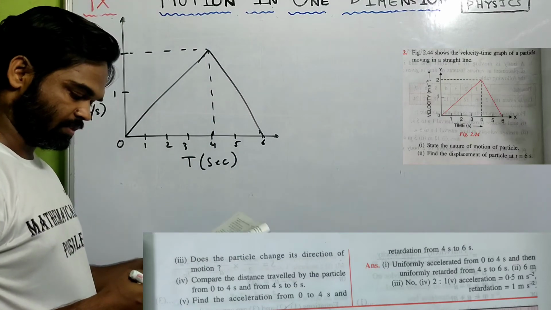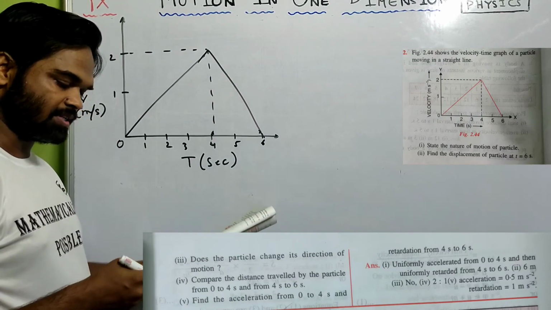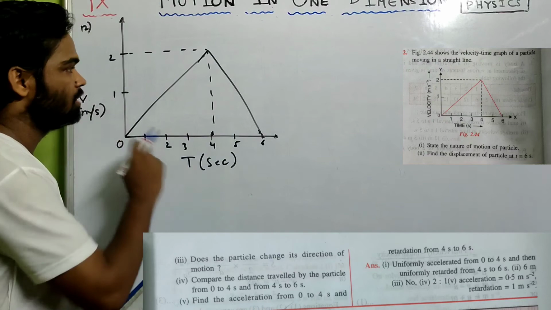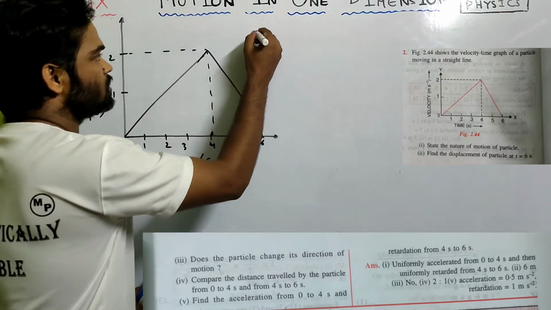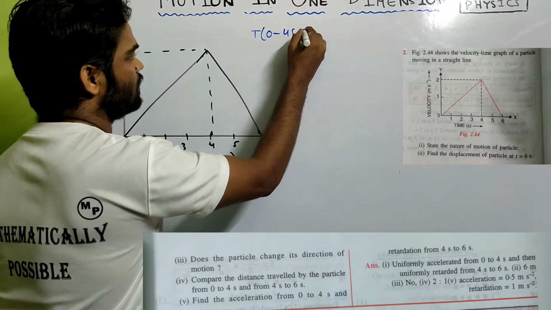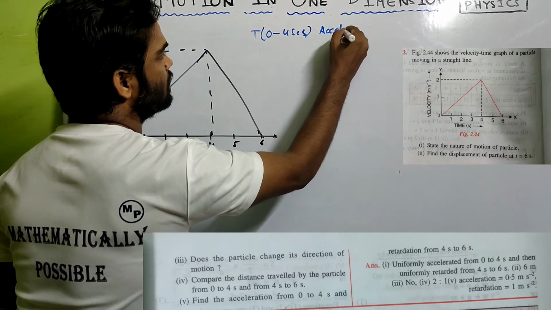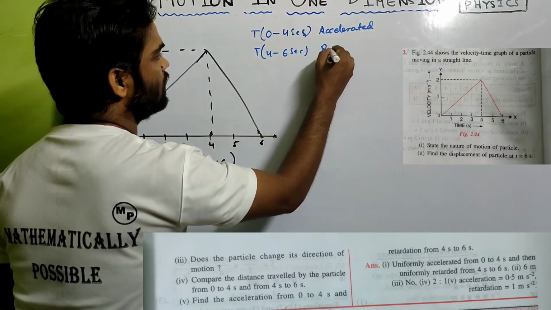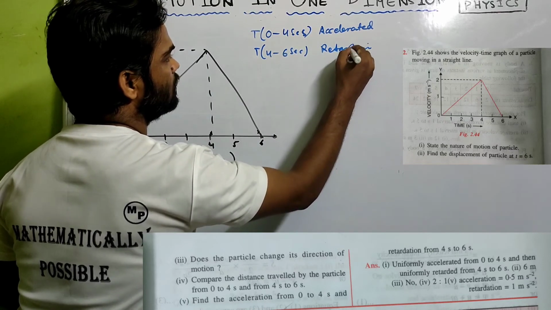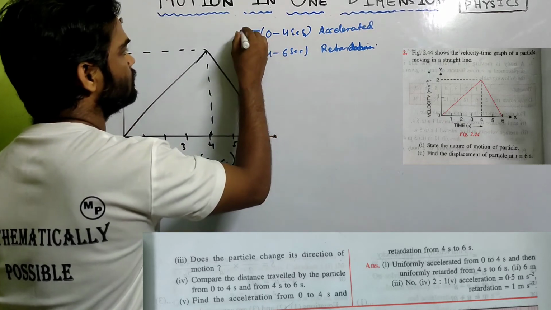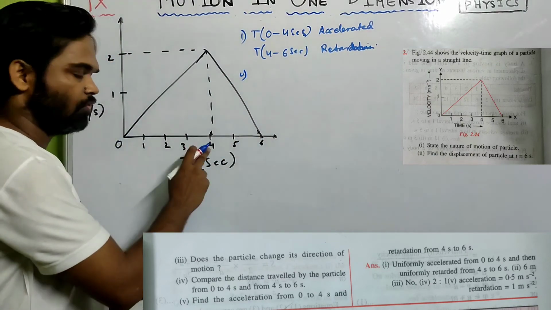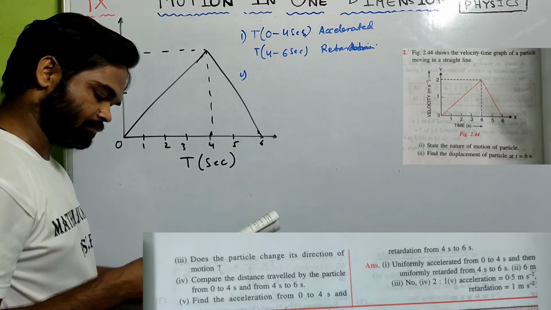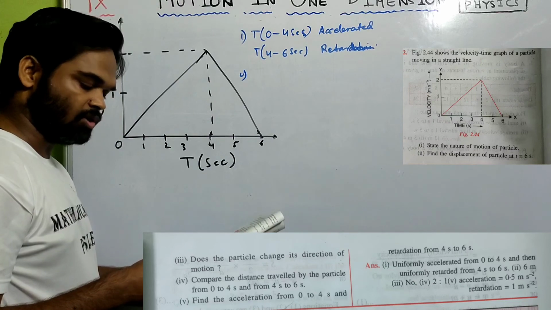Now let us look at the next sum. Now look at number 12. This is the last sum, I think. This figure shows the velocity time graph of the particle moving in a straight line. State the nature of the motion of the particle, velocity time. See, from 0 to 4 second, it is accelerated motion, and from 4 to 6 second, there's a retardation, isn't it? Retardation. Done. So from 0 to 4 second is accelerated motion, from 4 to 6 second is deaccelerated or retarded motion.